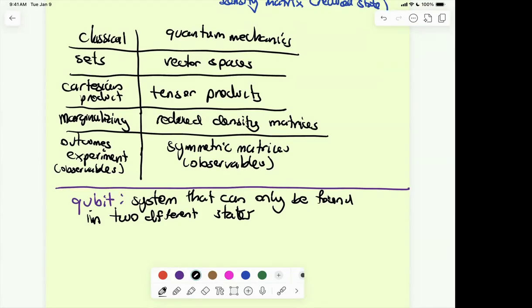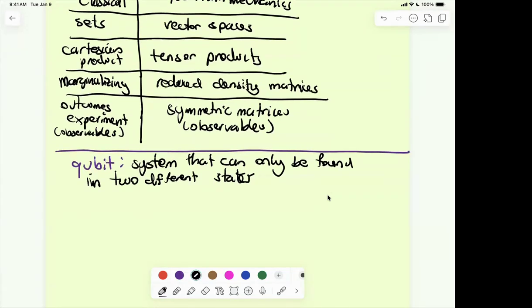So for example, there's this thing where if you put an electron, so this is going to be my name for an electron, and you put a magnetic field.